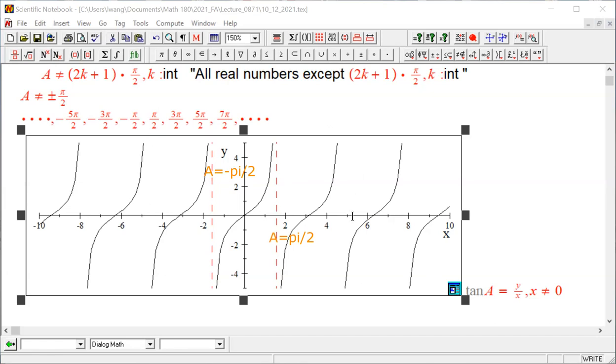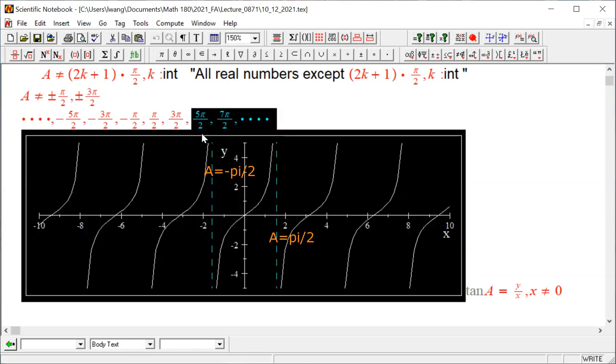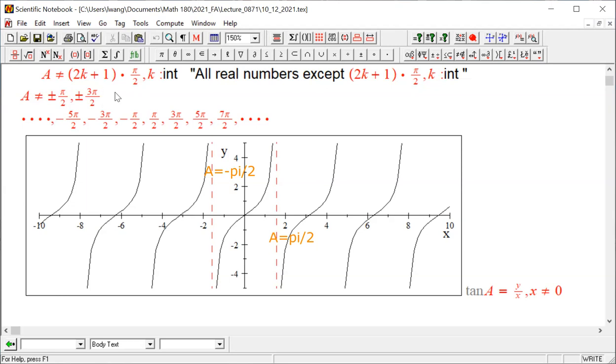So let's draw more pieces. You can see what it cannot be. Positive, negative 3 pi over 2, that's on both sides. 5 pi over 2, that's on both sides. And so on and so forth. You guys follow me? You want to visualize them and arrange them in this order from smaller to larger, and that's what you get. These are the values that A cannot be. Do you see that correspondence? And those numbers will cause the denominator to equal 0.